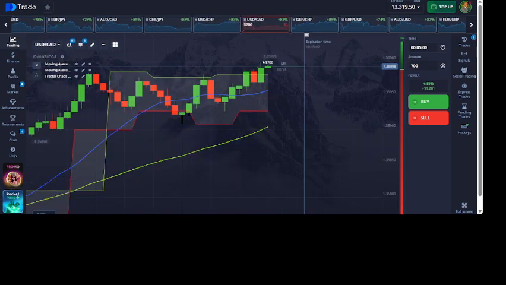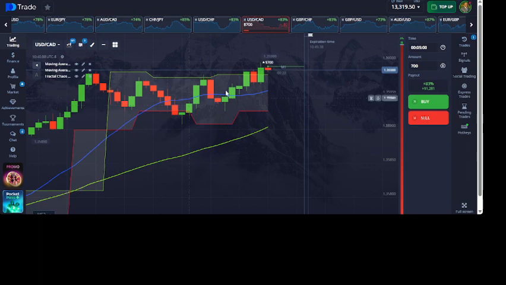Okay, so I'm on the US dollar, Canadian dollar currency pair, and I just took a buy trade. Now, the reason why I took the 5 minute buy trade is, first of all, the candle here, this green candle closes above the upper boundary of the Fractal Chaos Band line here, which suggests a continued bullish momentum to the upside.